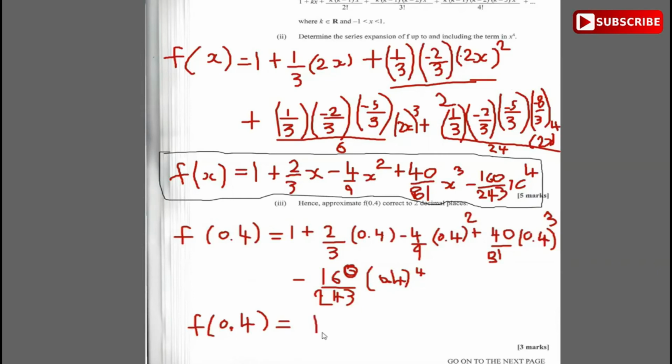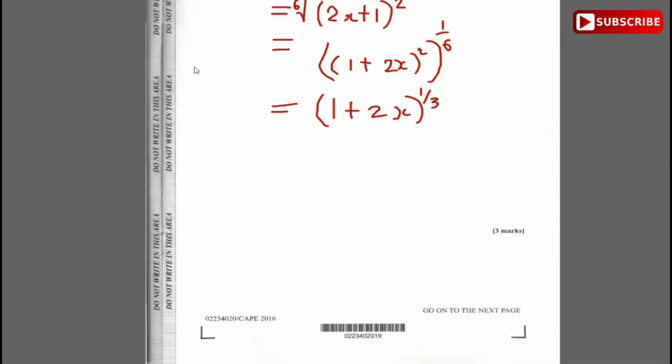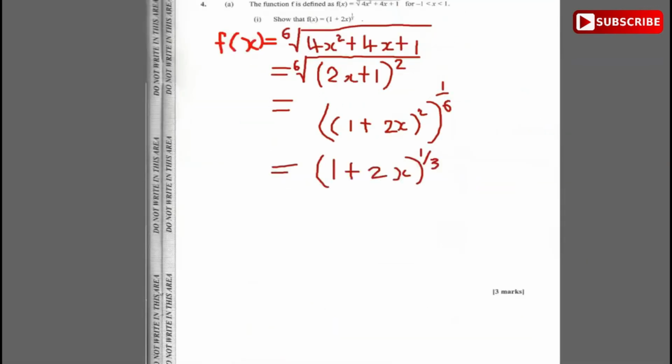So I got 1.21. Now, just to check if our answer is correct, what I'm going to do is plug in f of 0.4 here just to check if we're good. This is just a check to see if the two answers are close. If they're close, then I know we didn't make any error. It's good to do a check.